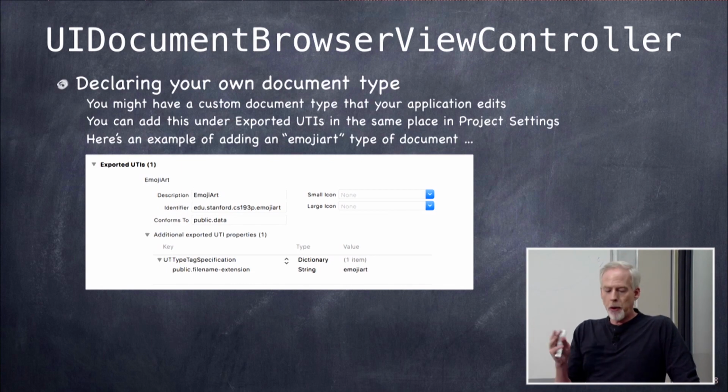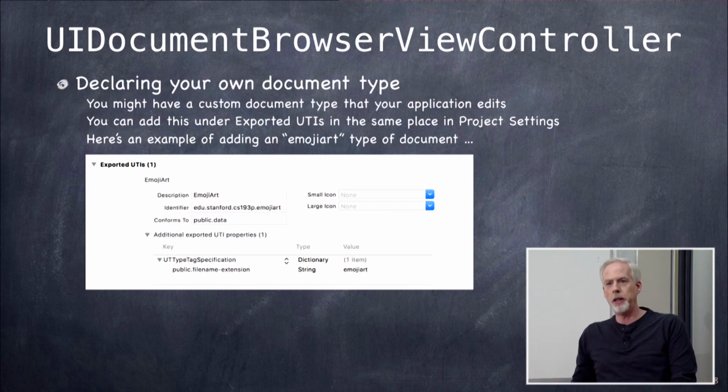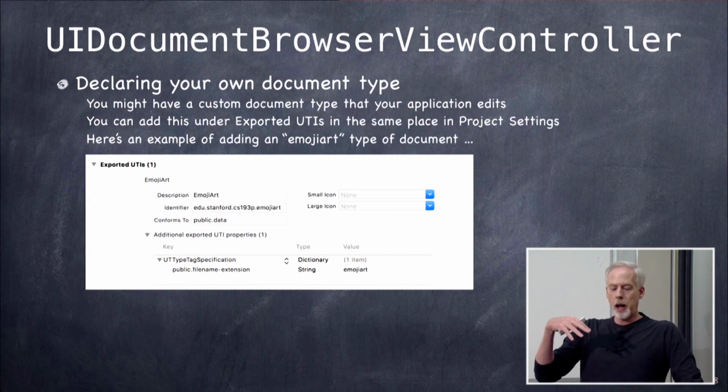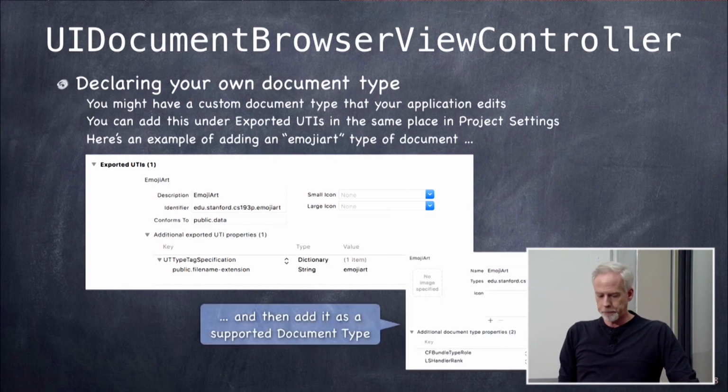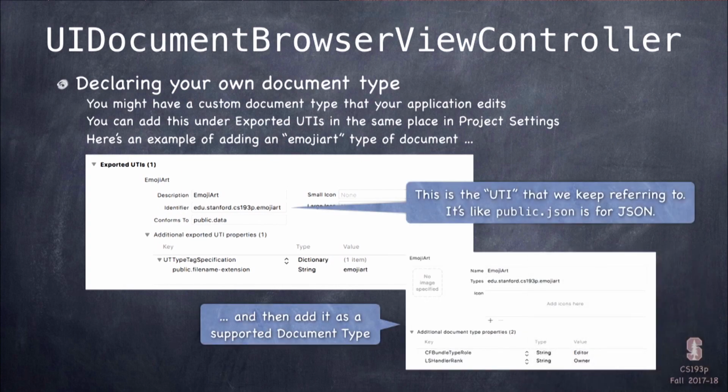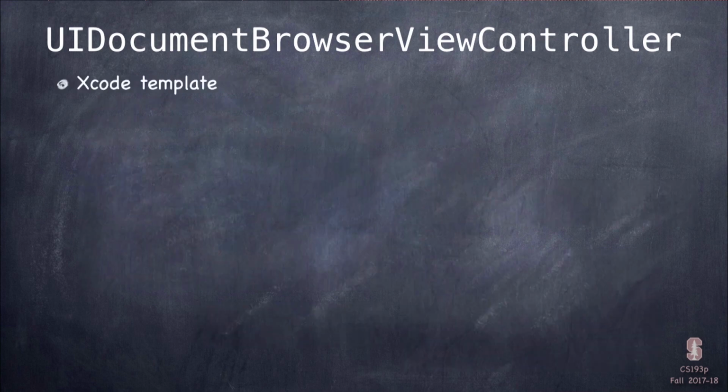And I just have to specify a couple of things, most notably at the bottom there, the file name extension that goes with an emoji art. I picked .emojiart. Okay, and then once you set this up, you can go back up to the document types one at the top and add this as a document type that you open. Okay, just like that. And yeah, I explained the UTI there.